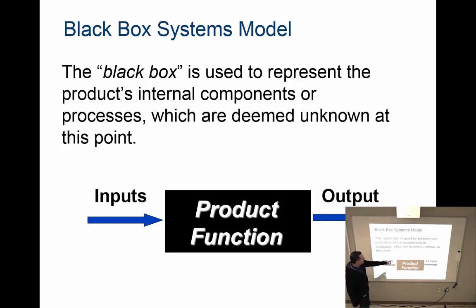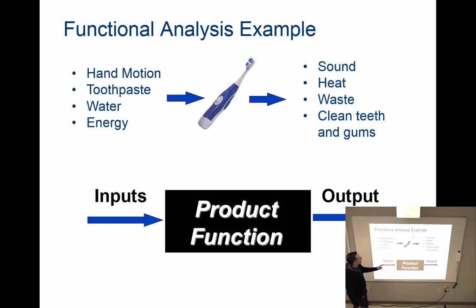And so we're speculating about what is happening internally, and that's what the hypothesis is. So looking at the inputs and outputs for an electric toothbrush, we have hand motion, because by itself the toothbrush isn't going to brush your teeth. You have to have hand motion. There's toothpaste, water, energy from the batteries and stuff like that. And then our outputs, what we get out of it, are sound, right? If I turn this on, it typically makes a sound. We can have heat that's created by the friction of brushing our teeth, waste, and then cleaning teeth and gums. And so you're going to do something similar for your object. Some of your outputs might be a stretch, but let's put some thought into what those might be.